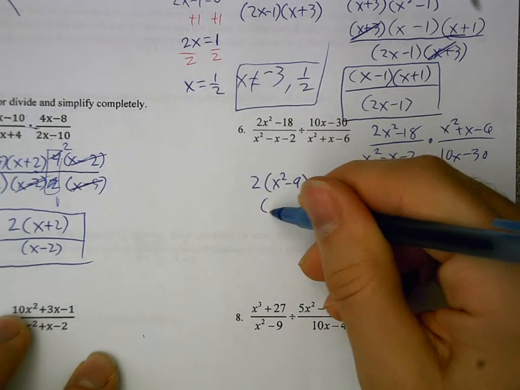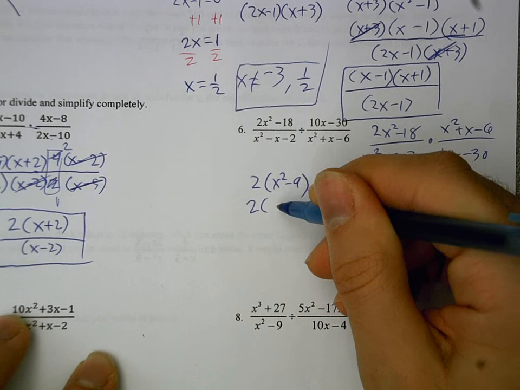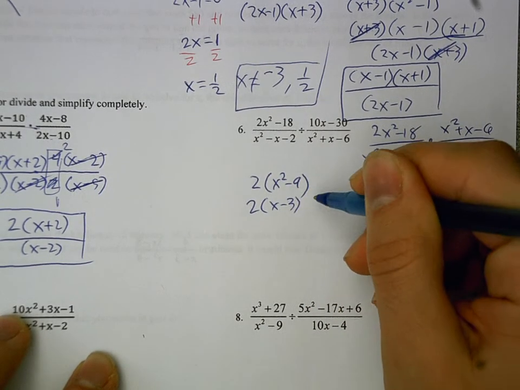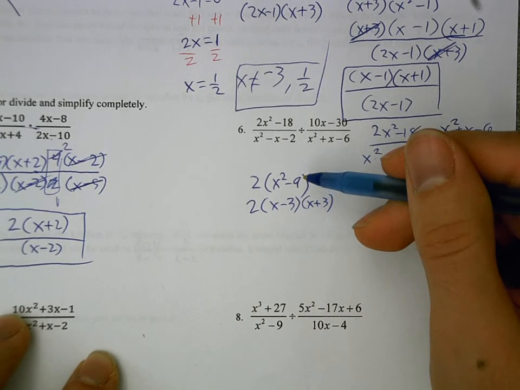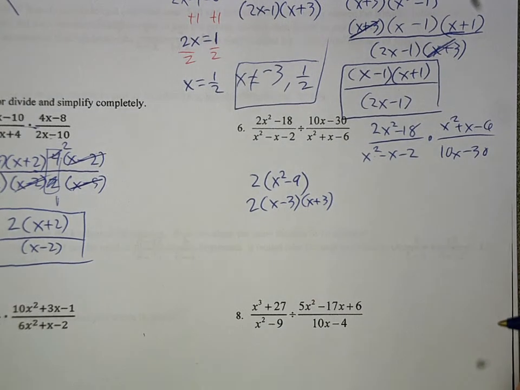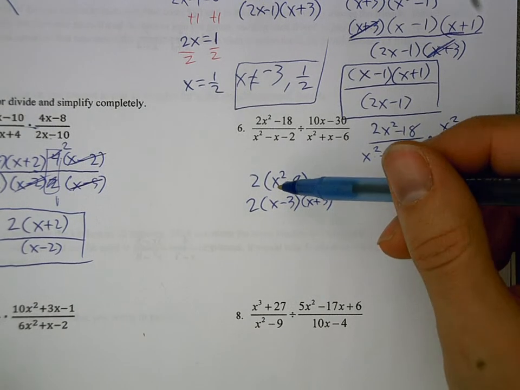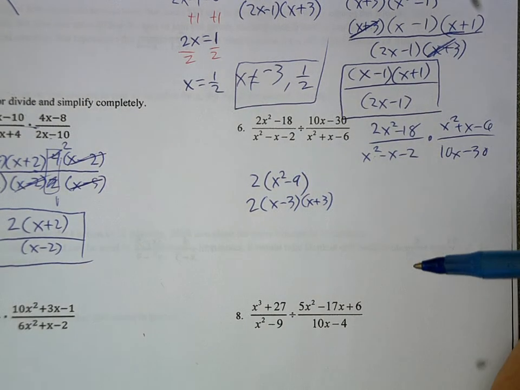2 times x minus 3, x plus 3. Right, that's a difference of squares. So we want to break that all the way up. Does that make sense to everybody? You do have to do the first step that Julian did of taking that 2 out, or else it's not a difference of squares yet.